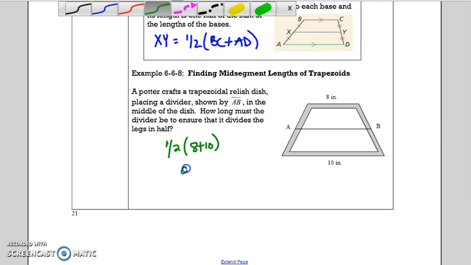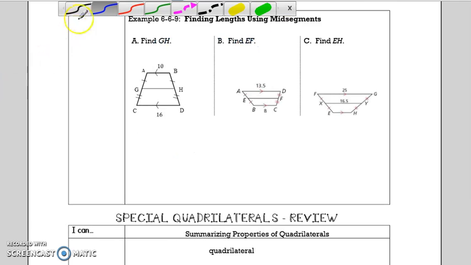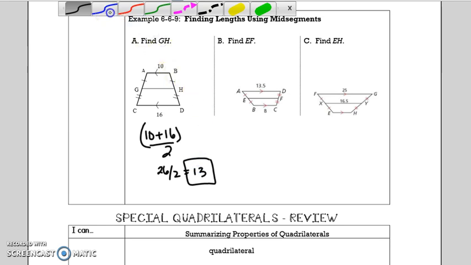So half of 18, that would be 9 inches. So the mid-segment here, add 10, add 16, and divide by 2. So 26 divided by 2, that would be 13. Right, try the next one on your own, and then check and see when you're ready.